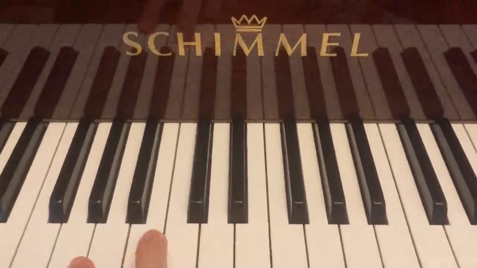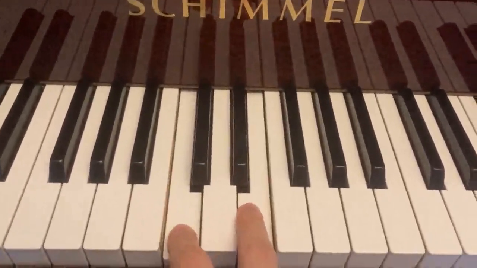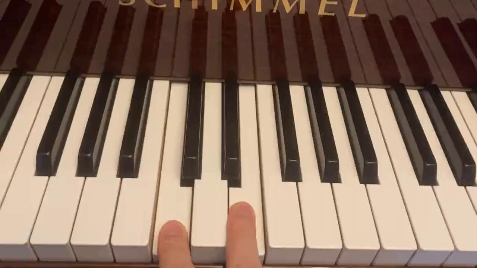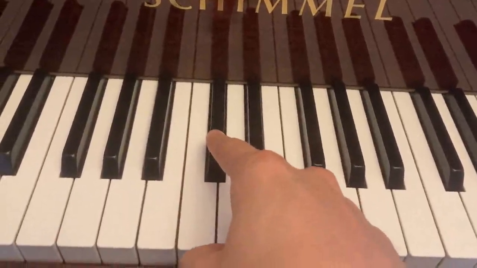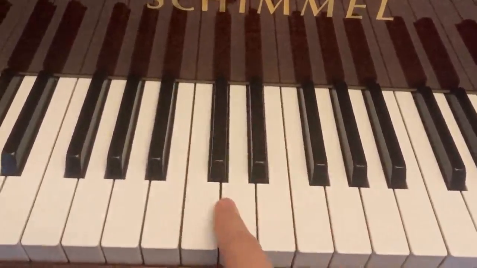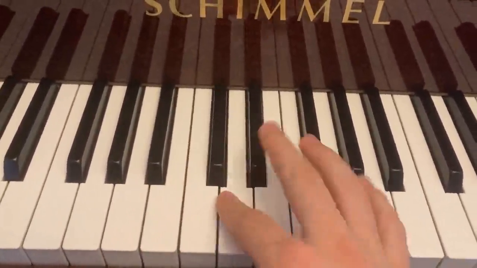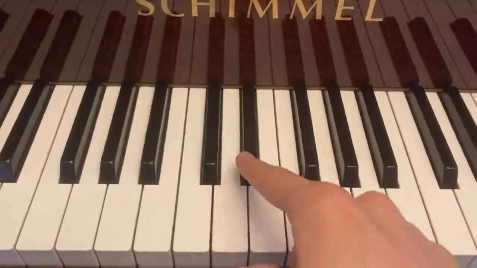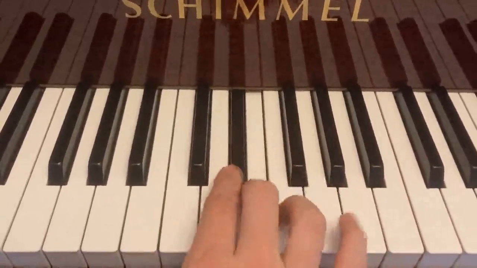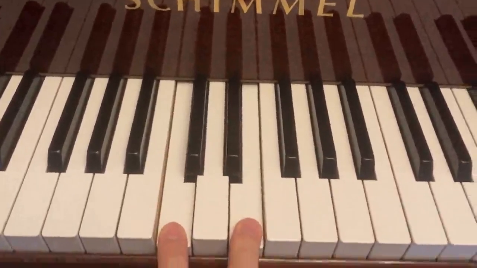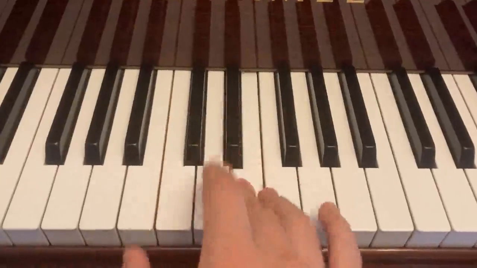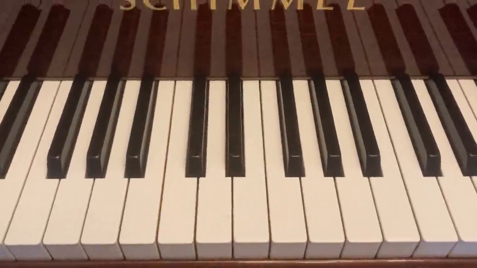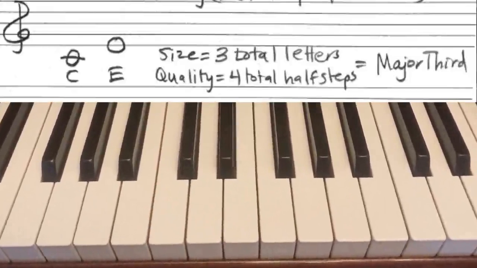Now, what's the exact number of half steps? Well, first we go up to here. That's 1 half step. And then another half step. And then a third half step. And then a 4th half step. So there are 4 half steps between C and E. That would be called a major third.